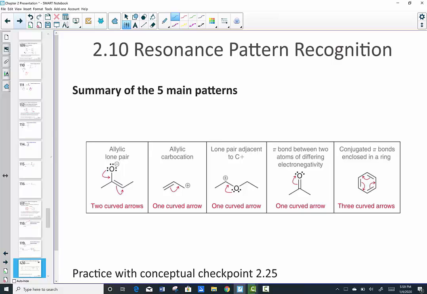So here's a summary of those 5 patterns that you need to work to memorize, to recognize, and be able to manipulate in order to practice resonance structures. We talked about an allylic lone pair. The allylic position, these are the 2 carbons in the double bond. The lone pair must be 1 position away. Remember that this is a delocalized pair of electrons, and 2 sets would be localized. You're only allowed to move 1 set of electrons.